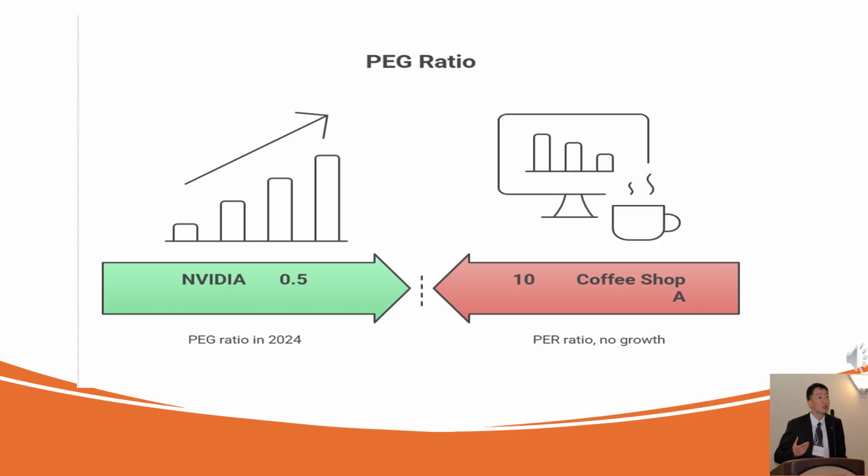For example, in 2024, Nvidia's PEG was close to 0.5, even though its PER looked sky high. Why? Because growth was insanely strong. The denominator was huge. So on PEG terms, Nvidia actually looked cheap.